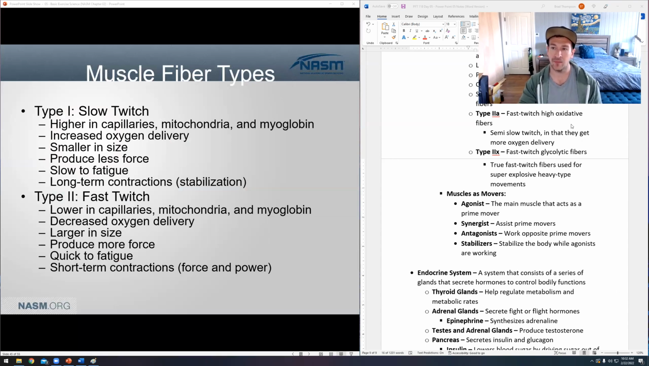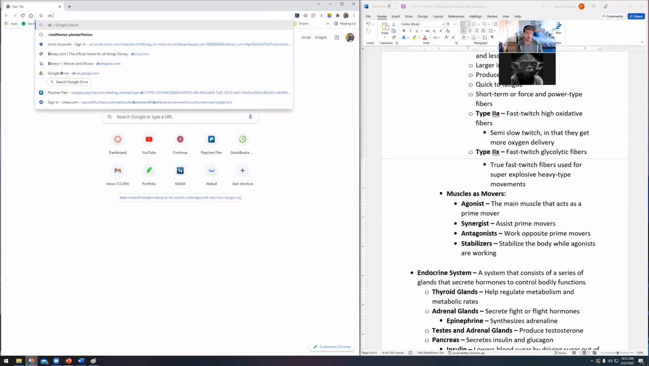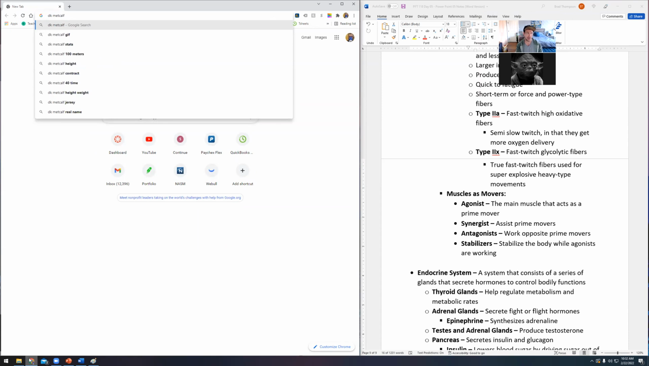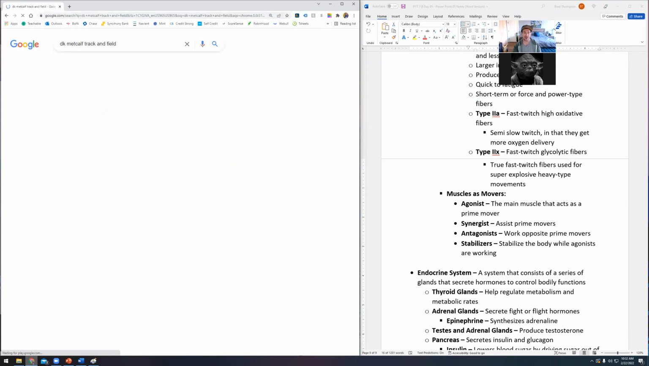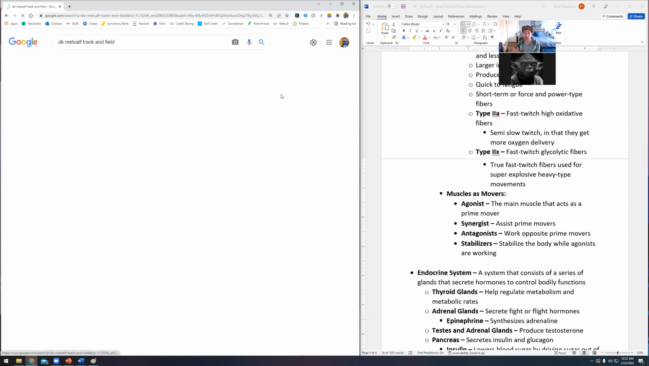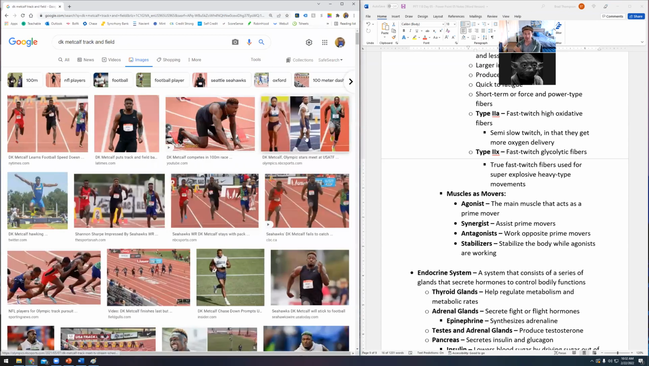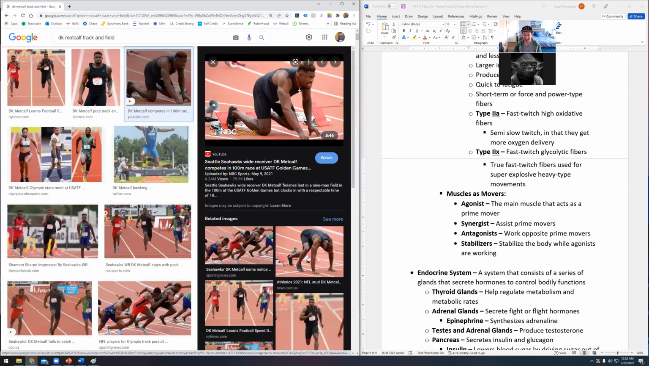I love my guy DK Metcalf. I'm a Seahawks fan. He's got a super fast 40-yard time. He's humongous, a big dude, and he tried to compete in a 100-meter dash as fast as possible. He did really well, but he is a type 2X athlete trained for 40 yards, which is not the same as 100 meters. So he's really good at that, but he's not going to set any world records here.